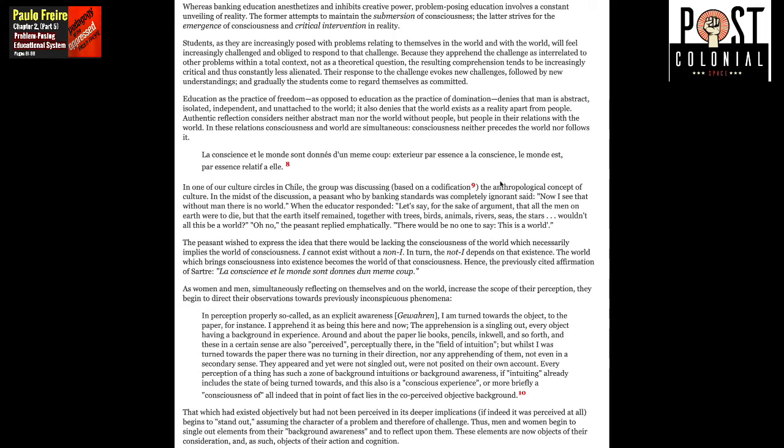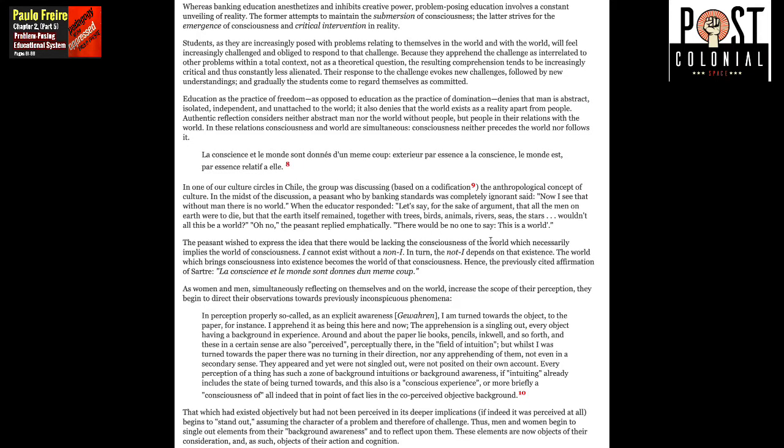And here is a quote from Sartre, and this app allows me to translate it. Consciousness and the world are given in one blow. Essentially external to consciousness, the world is essentially relative to it.